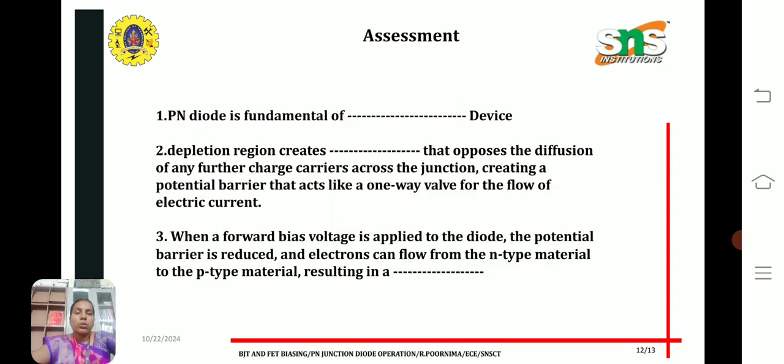These are the assessment questions. First, a PN junction diode is a fundamental semiconductor device, and the depletion region creates an electric field that opposes the diffusion of any further charge carriers. And when forward bias voltage is applied to the diode, the potential barrier is reduced. So the electrons can flow from the N-type material to the P-type material, resulting in the forward current.